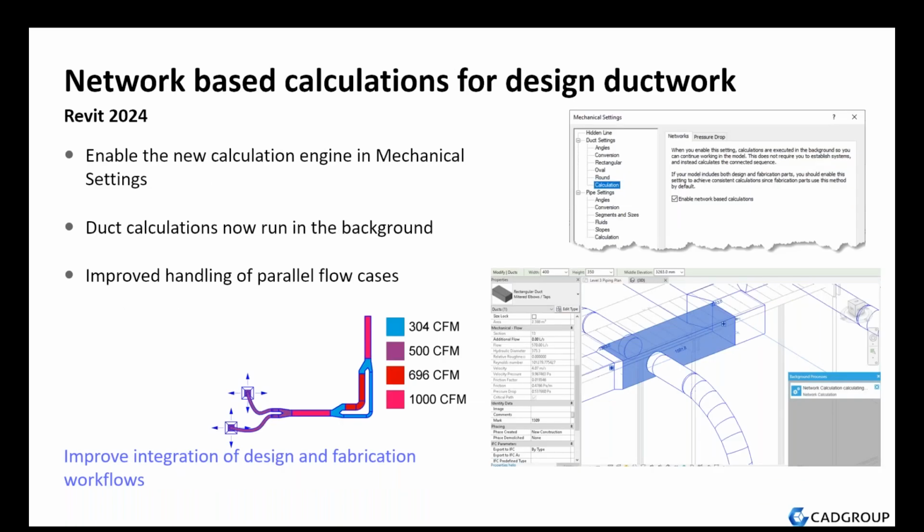Now, in terms of just Revit MEP, this is again not fabrication, but just the inbuilt Revit MEP stuff. There's now the ability to work out pressure, so flow rates and pressure drops on parallel flows. So that's something that Revit struggled with, and also the duct calculations now are offloaded into the background. So if you switch those on, then Revit won't grind to a halt.